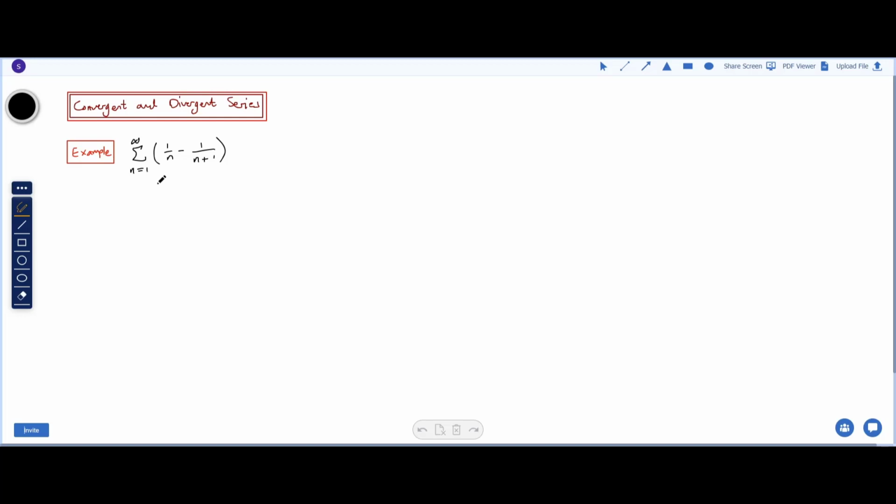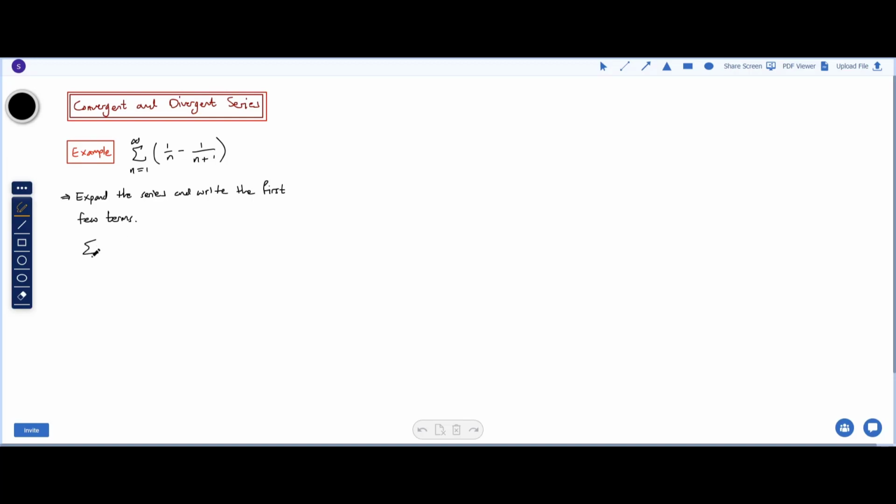Naturally, when you have these kinds of series, you want to write out the first few terms to see if you can spot some kind of pattern. Then you can maybe use that pattern to create a formula for the nth partial sum. So let's expand the series and write the first few terms.